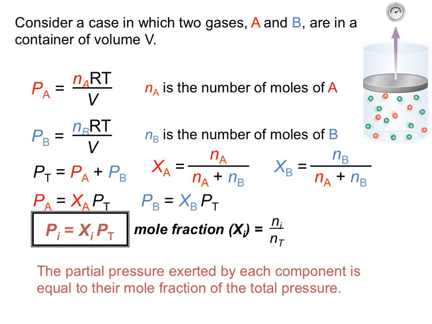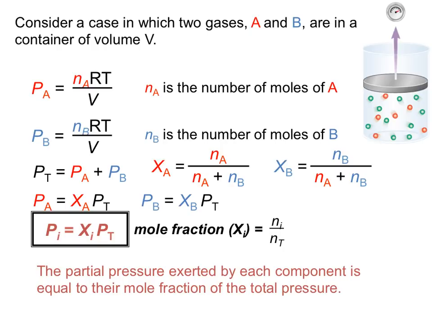So the mole fraction of gas A will be calculated by taking the number of moles of gas A and dividing by the total number of moles of gases A and B combined. Okay, and the same concept applies to the mole fraction of B. You're going to take the number of moles of gas B and divide it by the total number of moles of gases in that container.